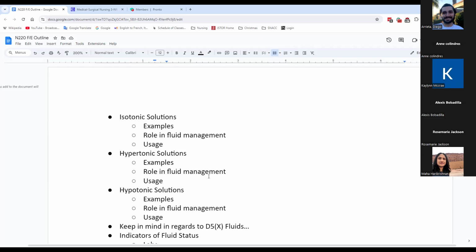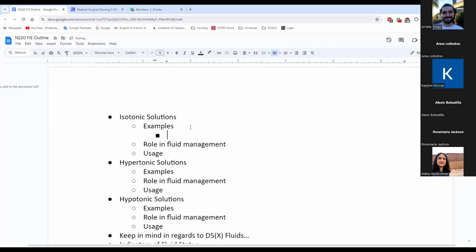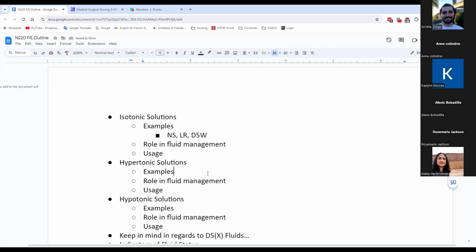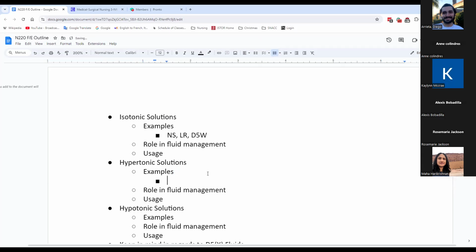So now we're going to talk about isotonic solutions. Some examples, what are we thinking? Yeah, normal saline. You've got your lactated ringers. You've got your D5W. Yeah, perfect. And we'll just go through the examples first. Is D5 1/4 NS isotonic? I'm not sure about 1/4 NS. I don't think I've ever seen that one.